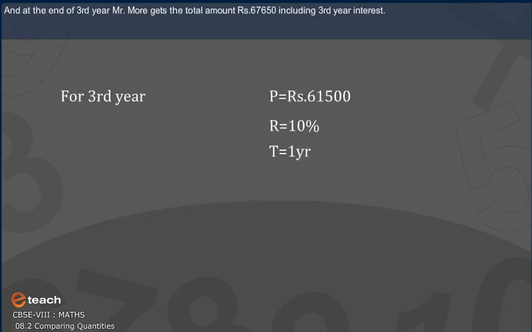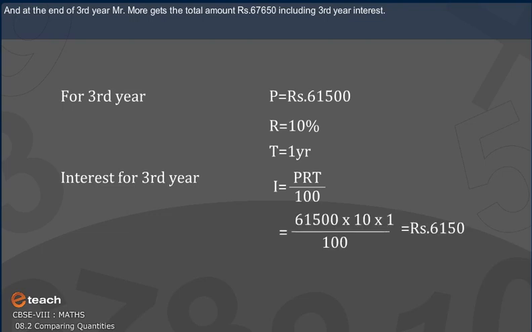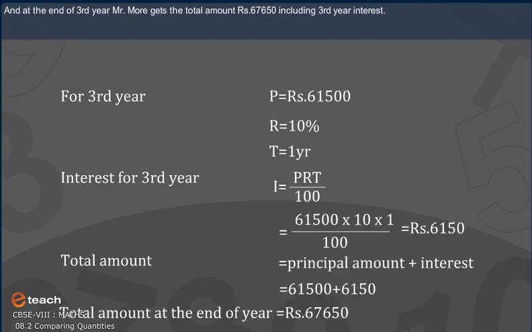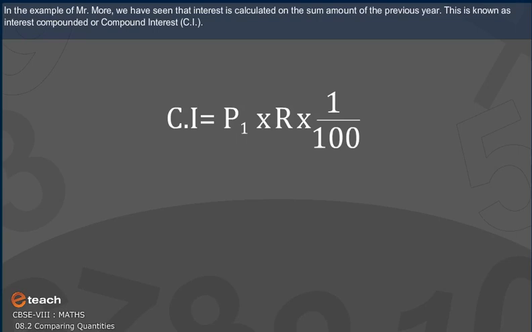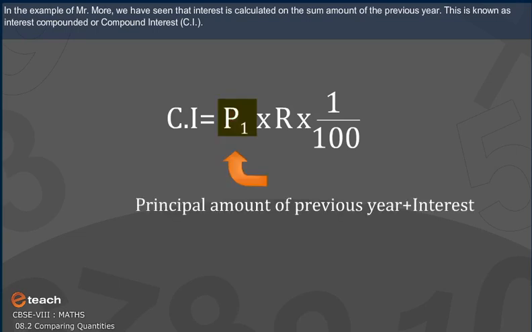At the end of third year, Mr. More gets the total amount rupees 67,650, including third year interest. In the example of Mr. More, we have seen that interest is calculated on the sum amount of the previous year. This is known as interest compounded or compound interest, that is CI.